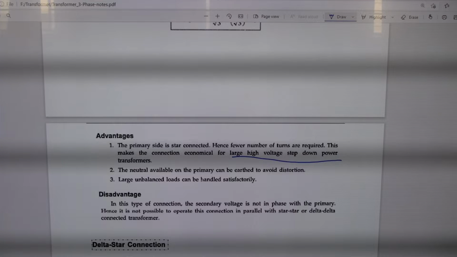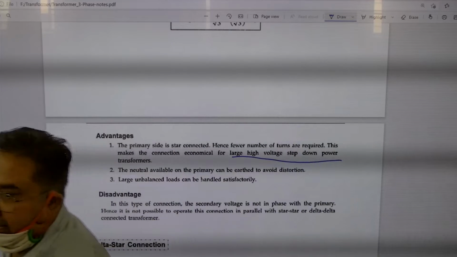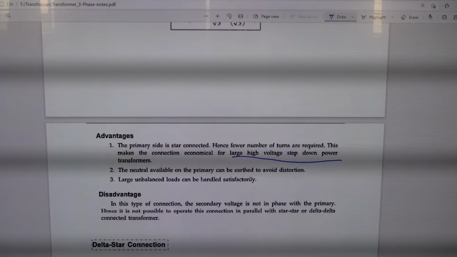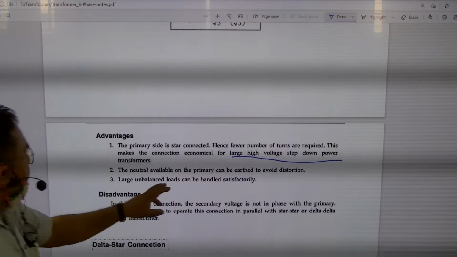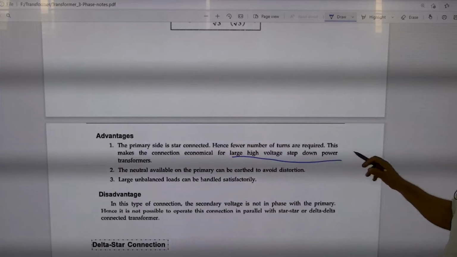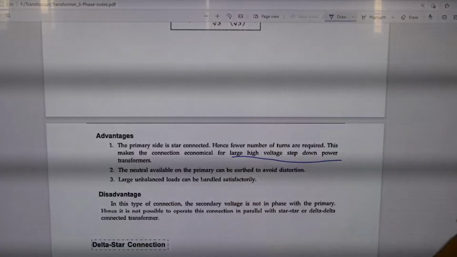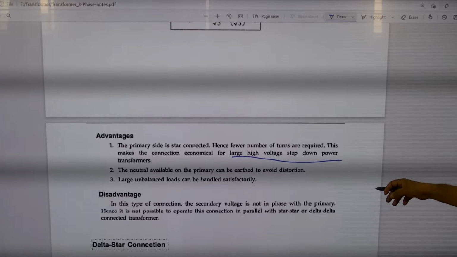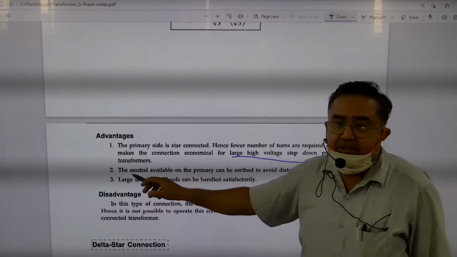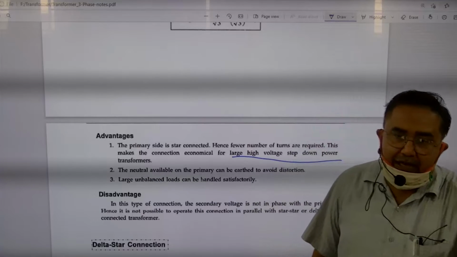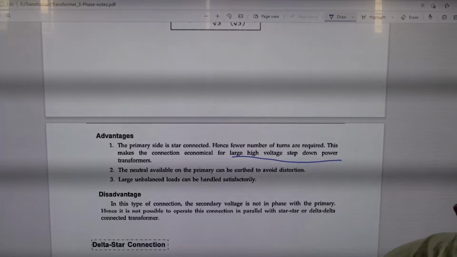What is the use of star-delta? For balanced load we go for star, and for unbalanced load we go for delta. For large high voltage step down power transformers we go for star-delta connections. Further, on the star connection a neutral is available, therefore to avoid distortion we can use this neutral, because it provides a path to the third harmonic component.